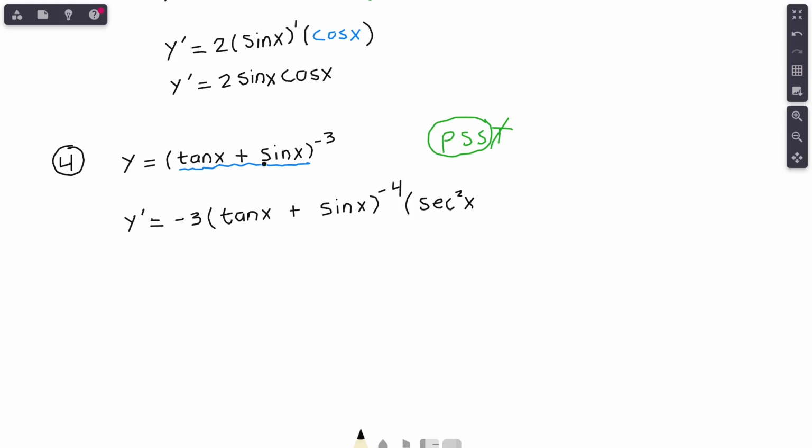Okay, we're not done yet. That's only the derivative of the tangent. What's the derivative of sine? Well, we found it up here. The derivative of sine is cosine x. So plus cosine x. And that's our answer. You could bring the -4 and make it a positive exponent, but I think keeping it like this is fine for this one.